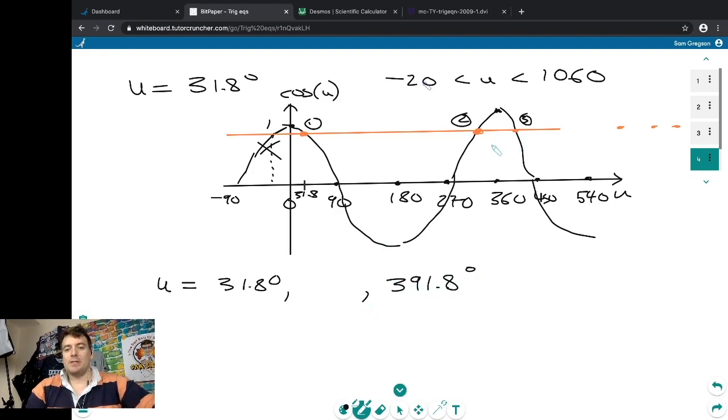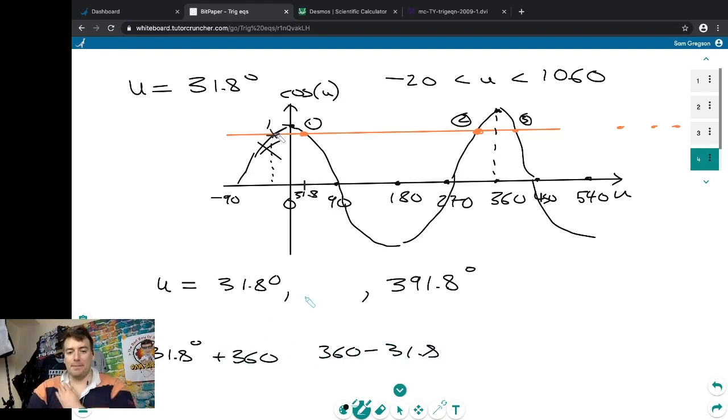The trickier one is number 2. So what will number 2 be? Use the same logic: go from the one on the negative side and add 360. Because it's symmetric, we can go from minus 31.8 and add 360, which is the same as doing 360 minus 31.8. So 360 minus 31.8 is going to be 328.2.